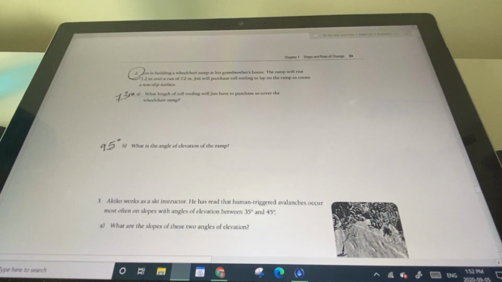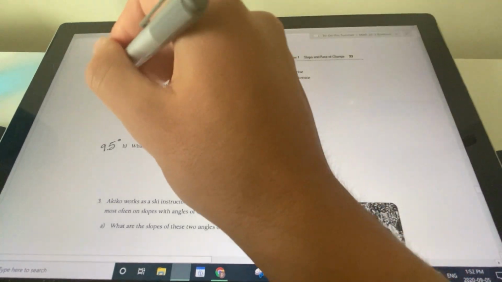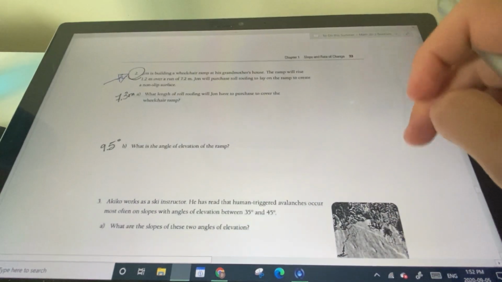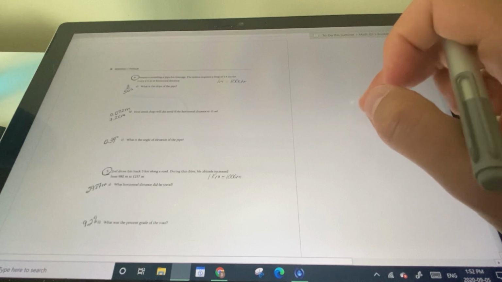Let's see if you can. So definitely try number 2 out on your own. You should be able to solve that. If you're having issues, please contact me or come in.